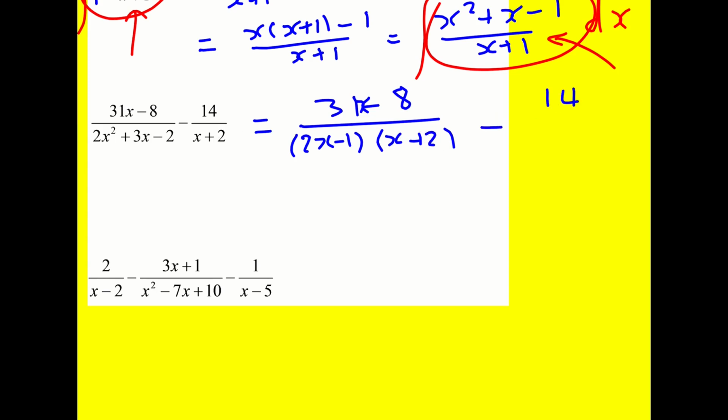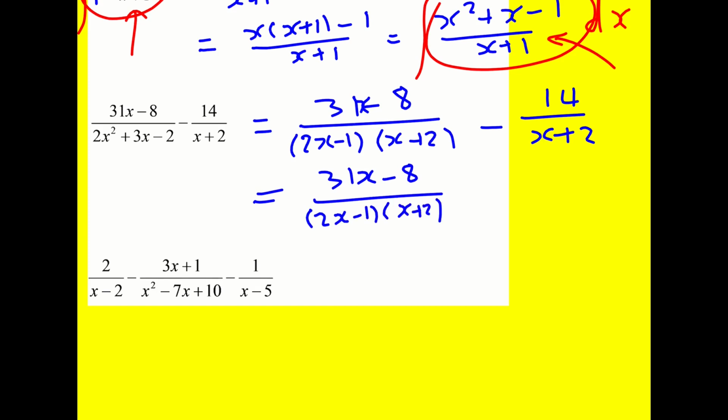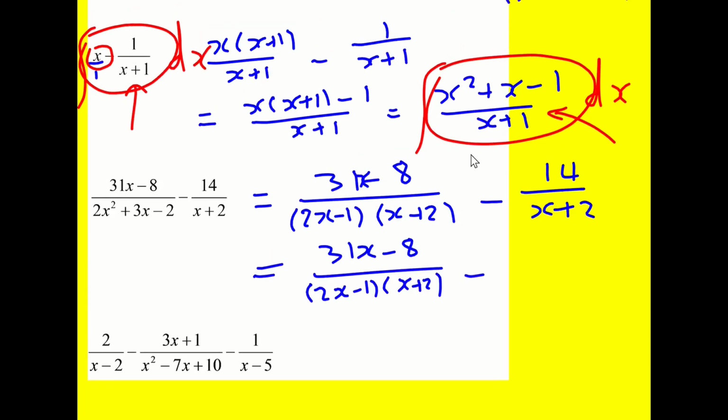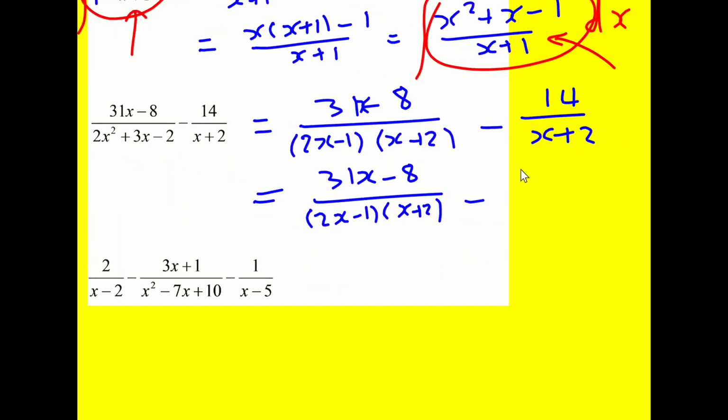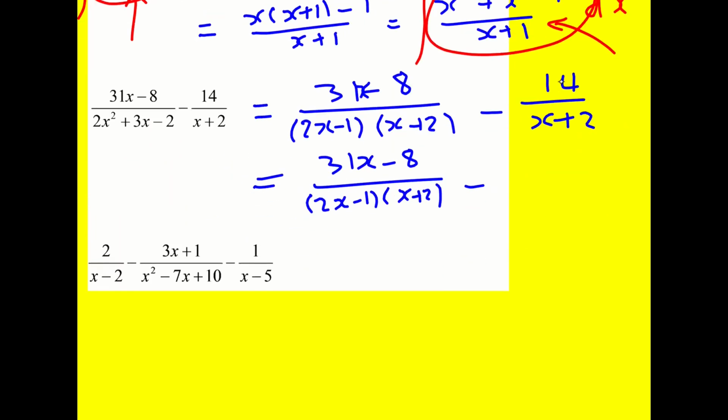So I hope you can now see why we should do this. I'm going to write the same thing again, 31x minus 8 divided by 2x minus 1 times x plus 2. Okay, I can now do basically what I did when I was adding eighths. I only need to multiply the half by 4 over 4. Here I just need to multiply this fraction by 2x minus 1 over 2x minus 1. So it's going to become 14 times 2x minus 1, and then I've got 2x minus 1 times x plus 2 on the bottom.